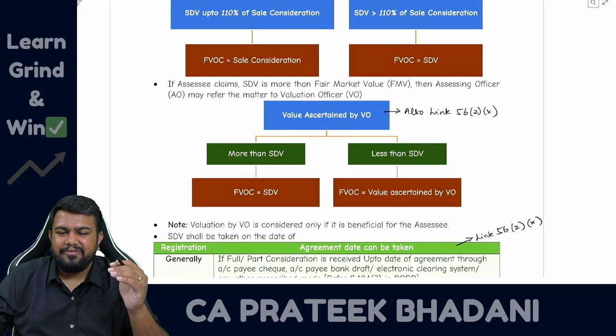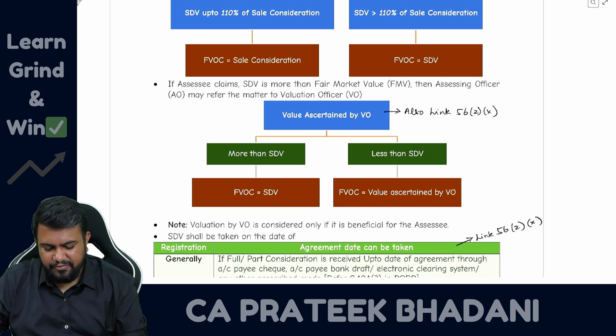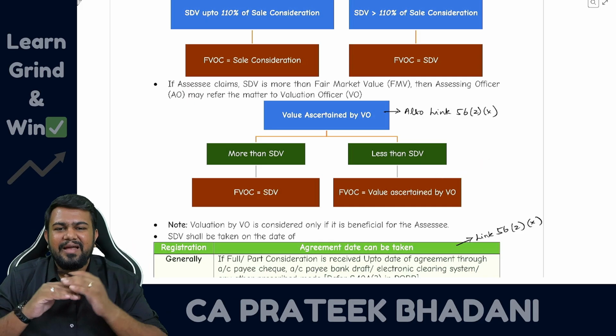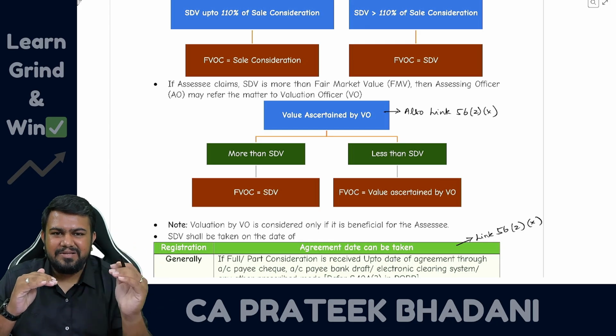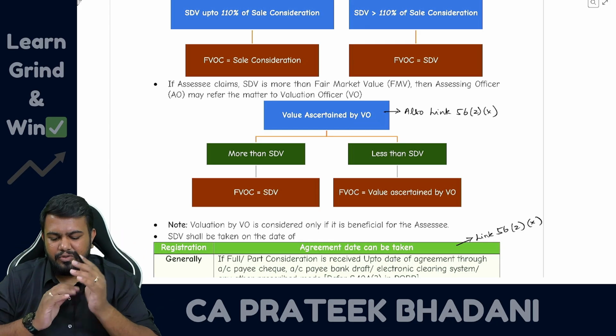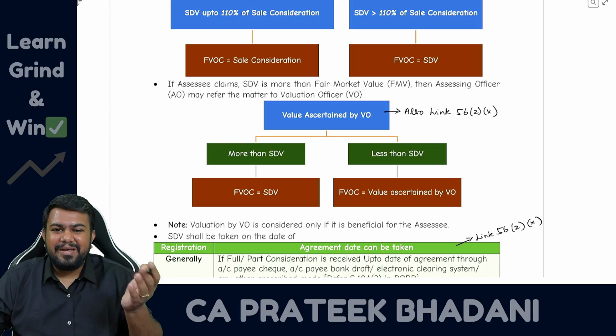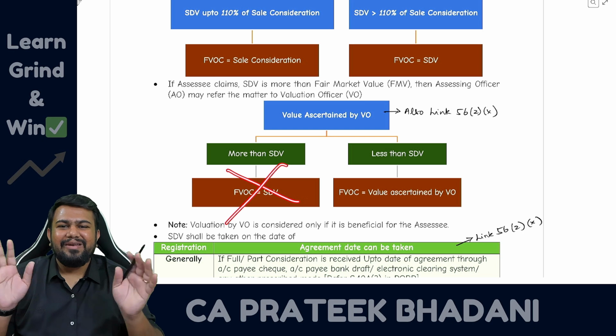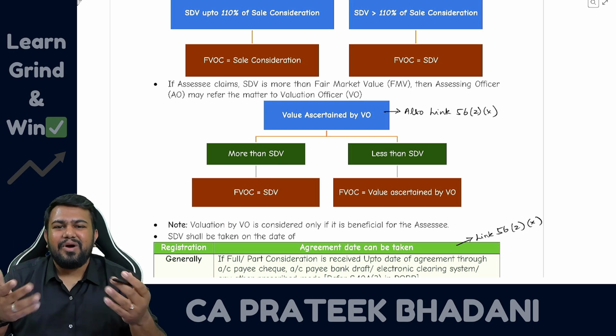If the stamp duty value is being decreased by the valuation officer, then you take it because it is beneficial for you. But if the stamp duty value is being increased by the valuation officer, then ignore it. Ignore the valuation officer value because it is not beneficial for you.